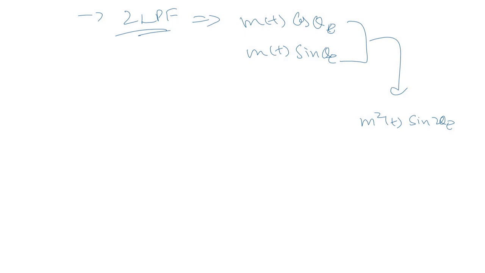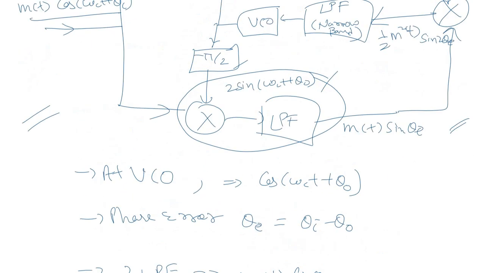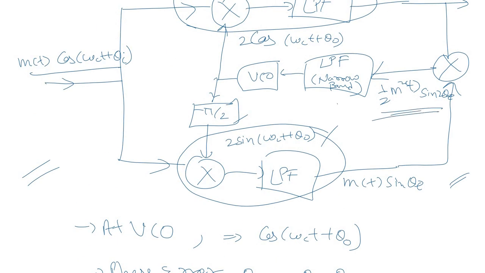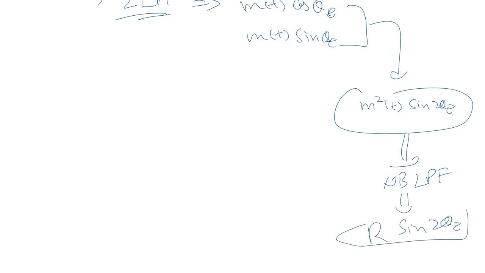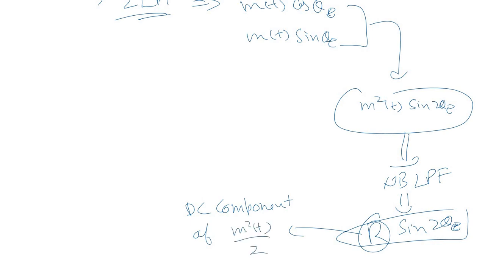When this m squared(t) sine 2 theta E is passed through a narrow band low pass filter, the output is R into sine 2 theta E, right? Where R is the DC component of m squared(t). This R in particular is the DC component of m squared(t) by 2.